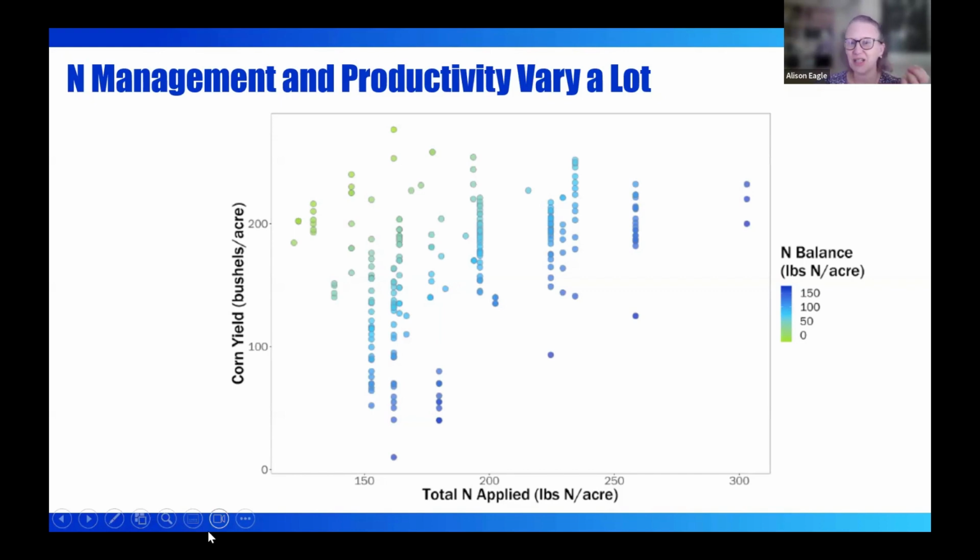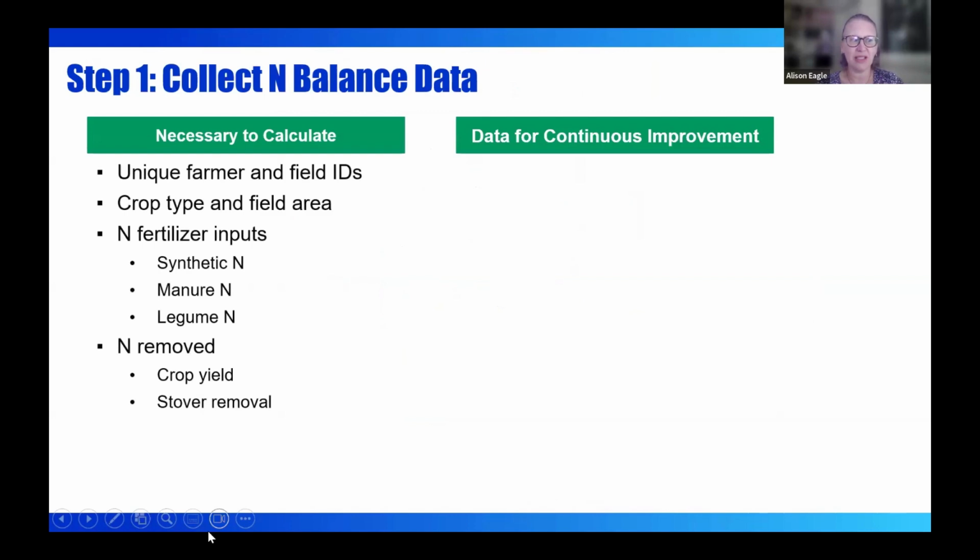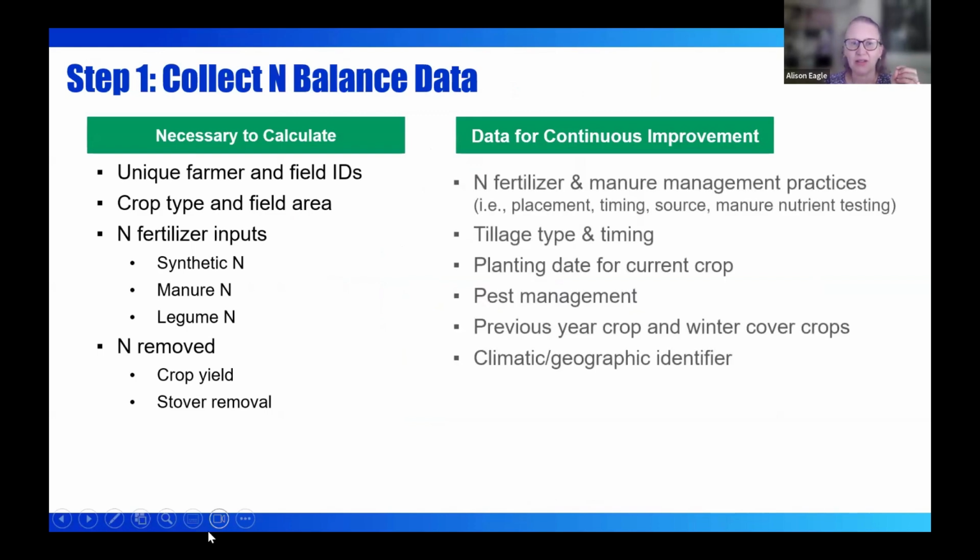And how do we get the information that's needed for growers to be able to compare their fields between and within farms? This is where we need to start with step one, collecting nitrogen balance data. In order to calculate nitrogen balance, we need information about that field, which includes the crop type and the field area, how much fertilizer was put on, including manure, as well as nitrogen inputs from legumes, and then the nitrogen that's removed, generally in grain for corn and wheat, and other crops like that, but also any other parts of the plant that were removed or harvested.